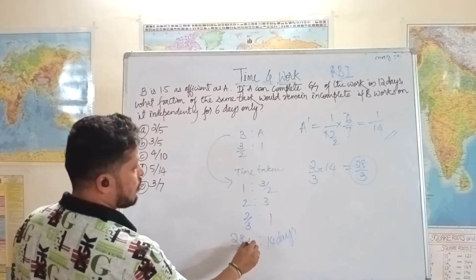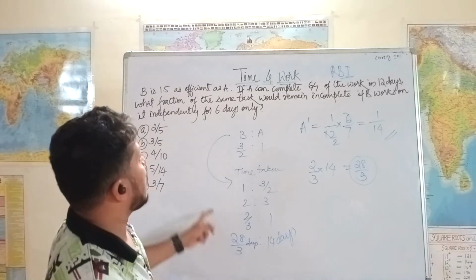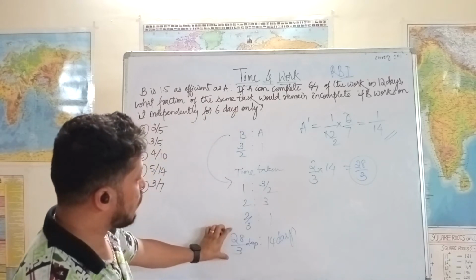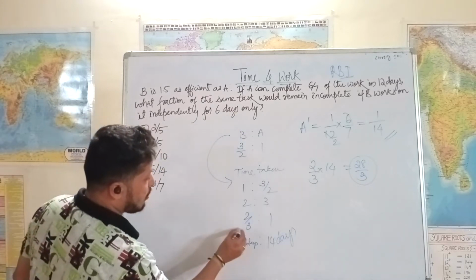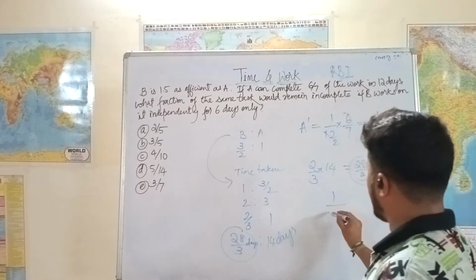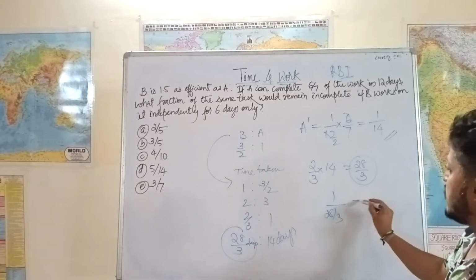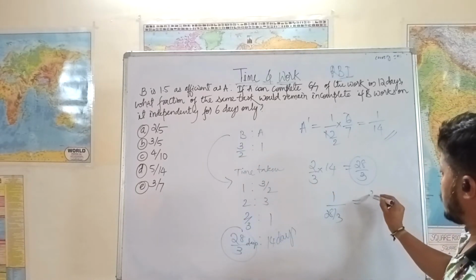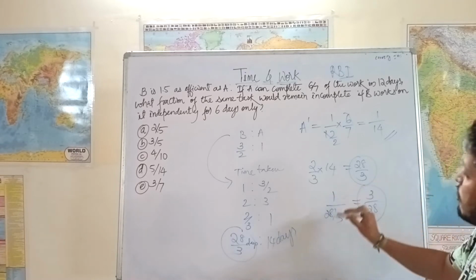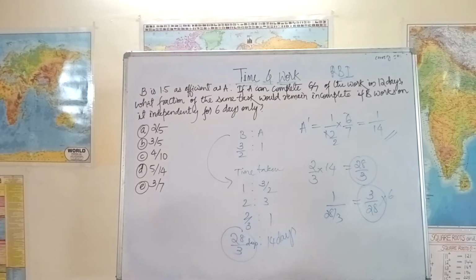He did 28 by 3 days, but how many days did he get to work? He got 6 days to work. So let's see the individual efficiency. This is the number of days he takes to complete the work. That means his efficiency is 1 by 28 by 3, which is equal to 3 divided by 28. So he completes 3 by 28 of the work every day, but he got 6 days to work, right?